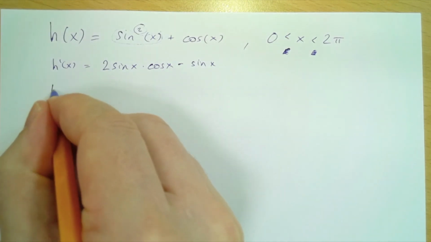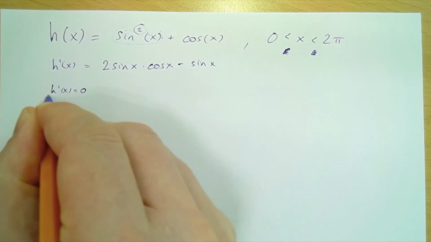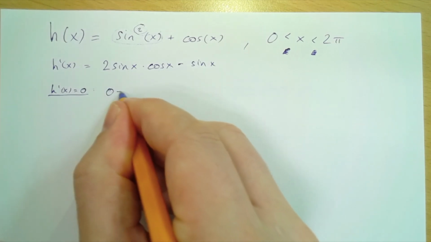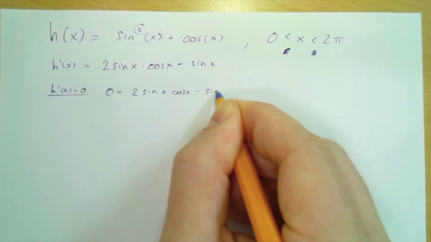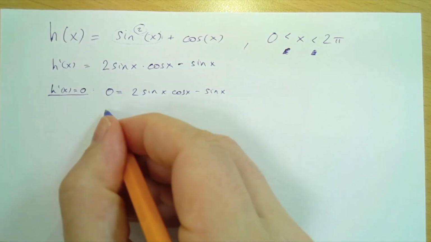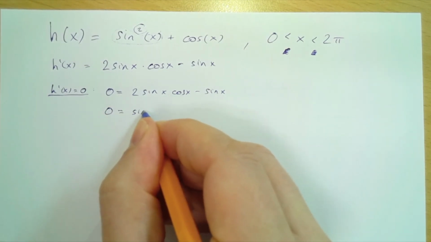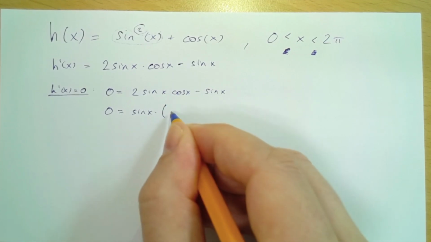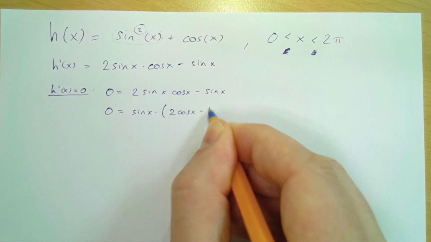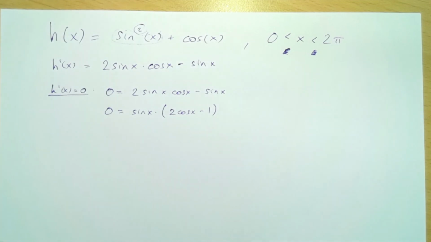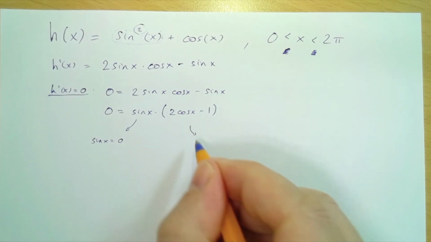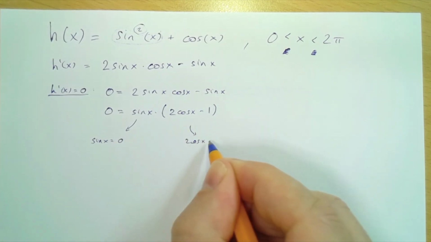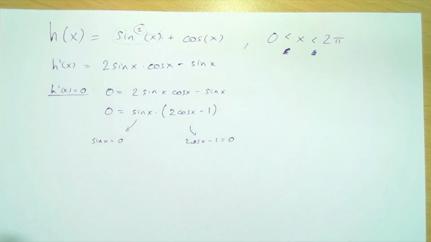Where is h prime of x equal to 0? Let's set it up. 0 equals 2 sine x cosine x minus sine x. We can factorize sine x, so it's sine x times 2 cosine x minus 1. And we can see how we can split this into two cases, either sine x equals 0 or 2 cosine x minus 1 equals 0.